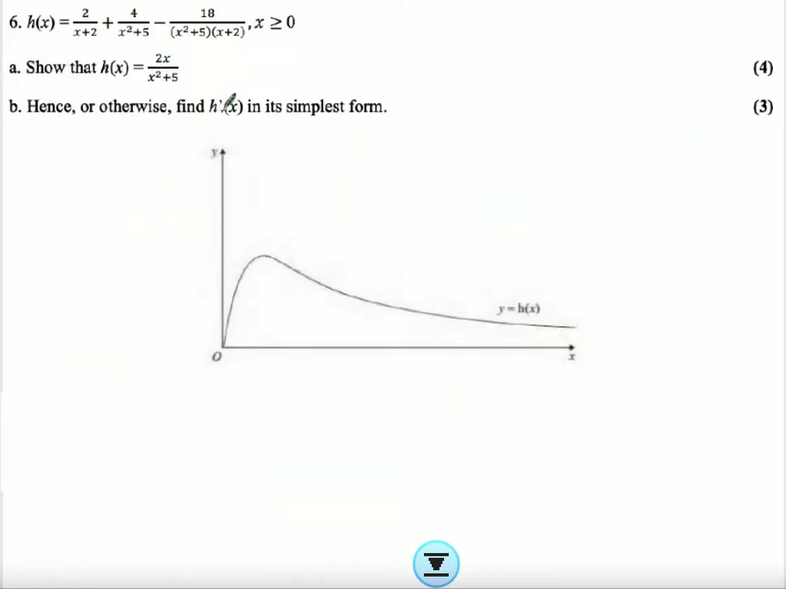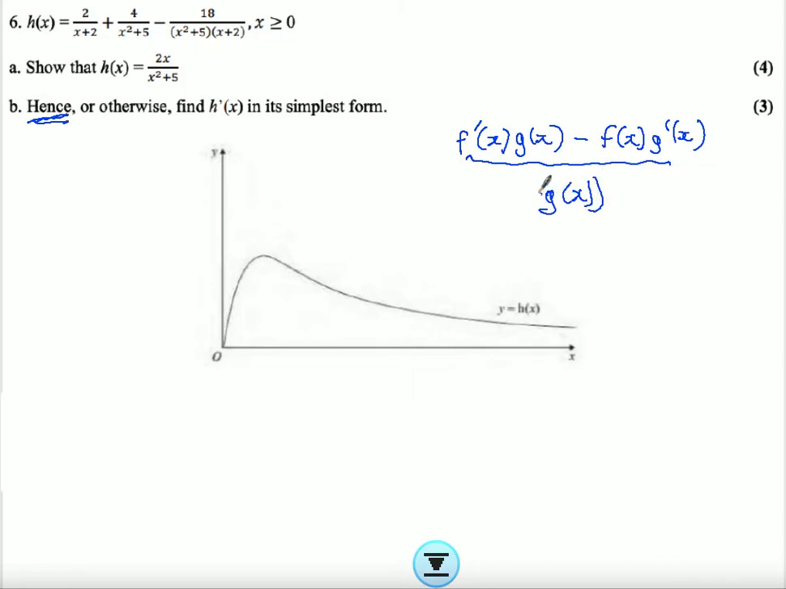Okay, hence or otherwise, find h dash of x. Hence or otherwise means hence. Okay, so we've got function divided by function, so we're going to use the quotient rule. And the quotient rule is in the formula book. Okay, so the quotient rule is f dash of x, g of x, subtract f of x, g dash of x, all over g of x squared. So f dash of x is 2, g dash of x is 2x. So let's just substitute that in, shall we?